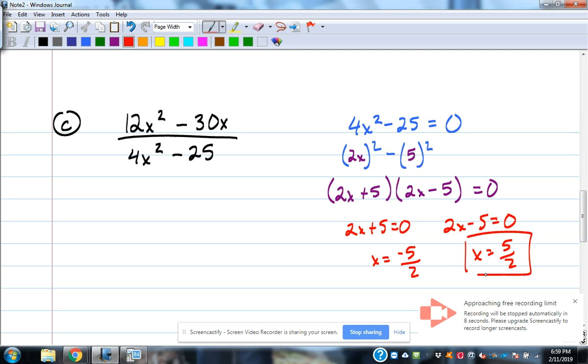When you do those things, move the 5s and divide by 2.